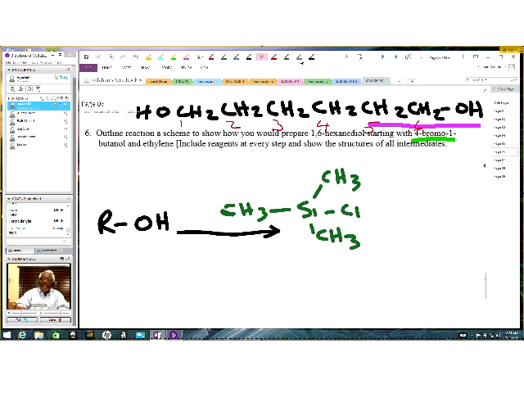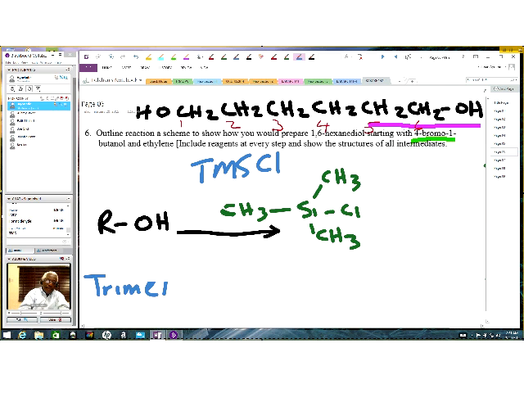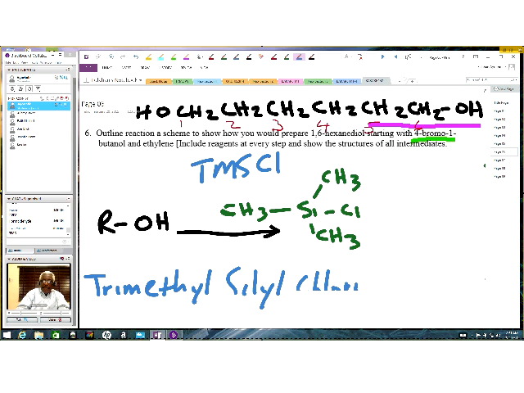Okay, to protect a hydroxy group, you take this molecule here, which we call TMS chloride, or trimethylsilyl chloride. That is where we got the TMS from. You don't need to write this structure here. In the future, just simply write TMS chloride. That's all you need to do.